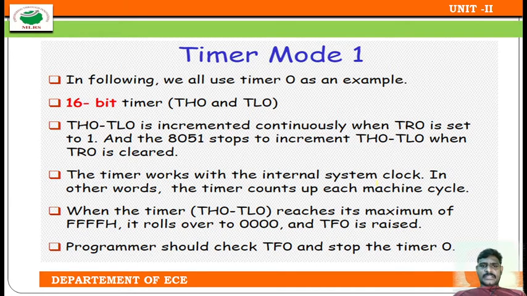Whenever this timer reaches the maximum value, because it is a 16-bit counter, the maximum possible hexadecimal value is FFFFH. It rolls over to 0000, then the TF flag is raised. The programmer always needs to check whether this flag is set or reset, or we can stop timer 0.